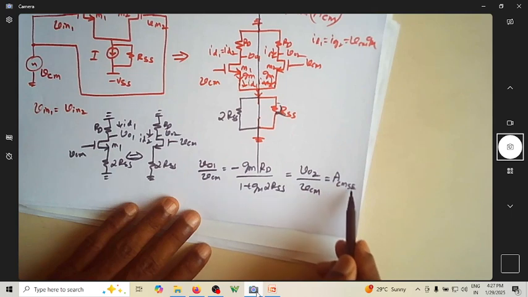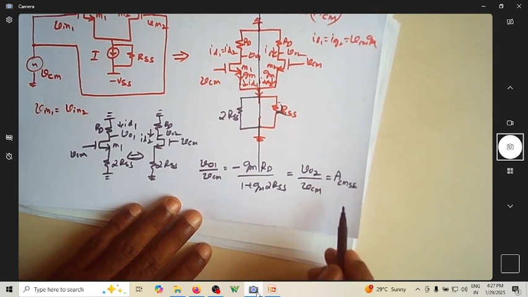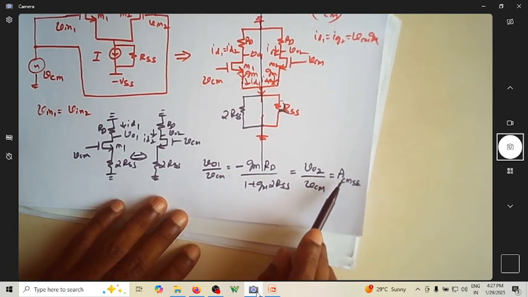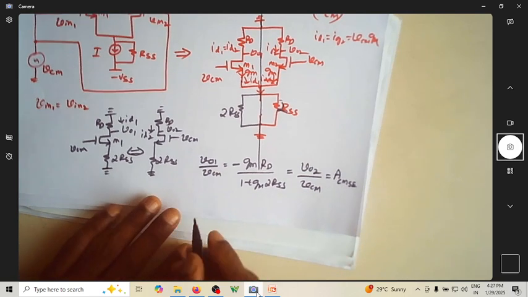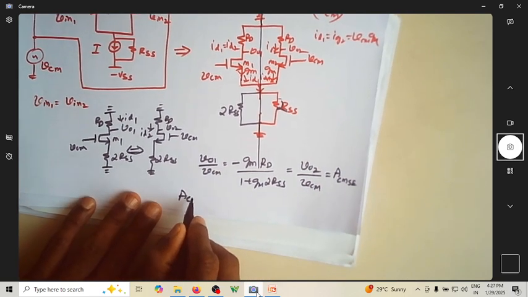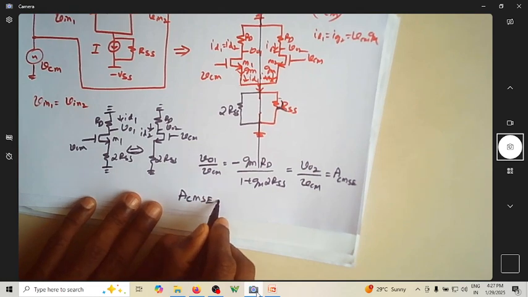So this is ACM SE. ACM SE is nothing but the gain of the differential amplifier with common mode input. CM stands for common mode. So when I say this ACM SE, what is this?